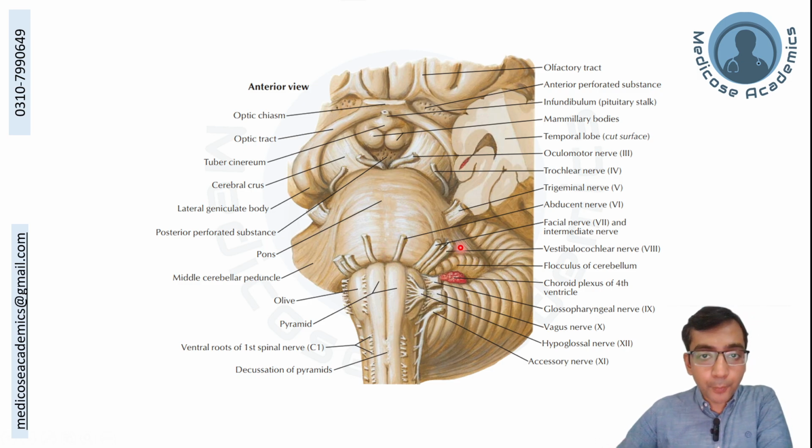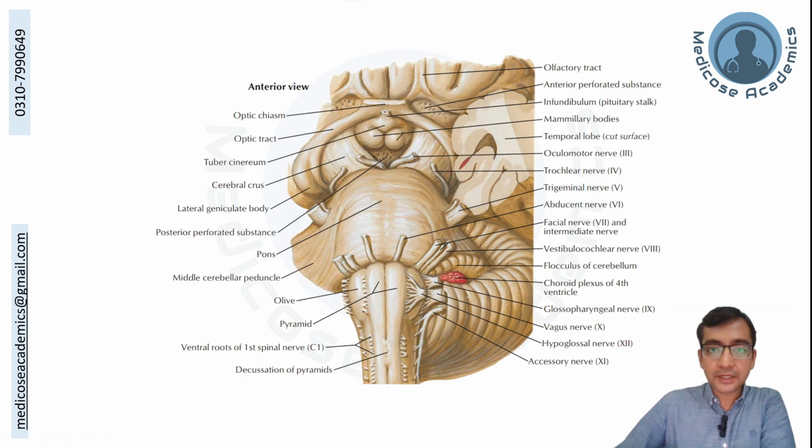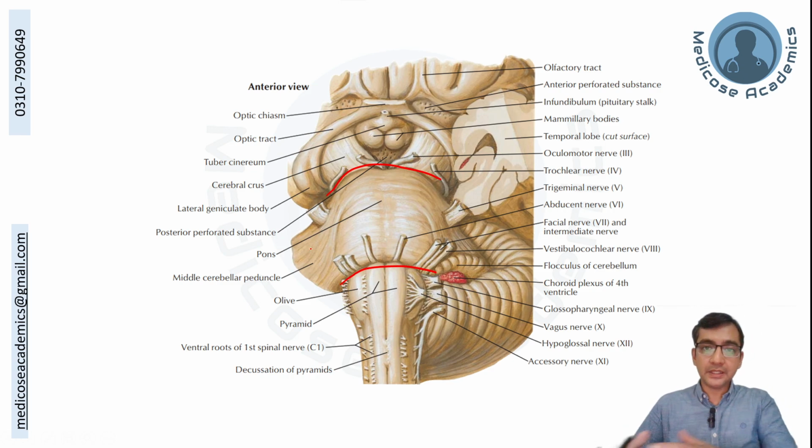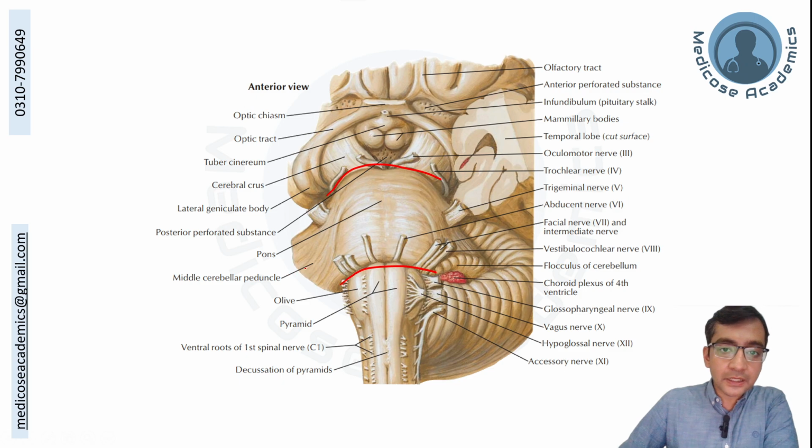Next comes the pons itself. The pons extends from the pontomedullary junction below to the superior pontine sulcus above. So this is the pons. Pons literally means a bridge. You can see it looks like a bridge between these two halves over the cerebral hemisphere above the brainstem.